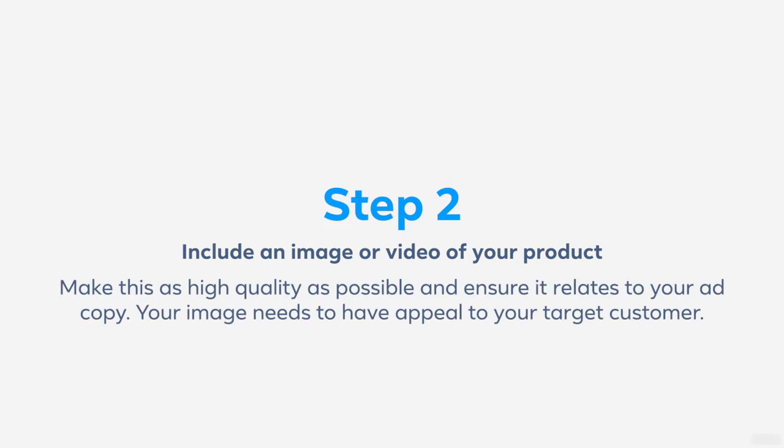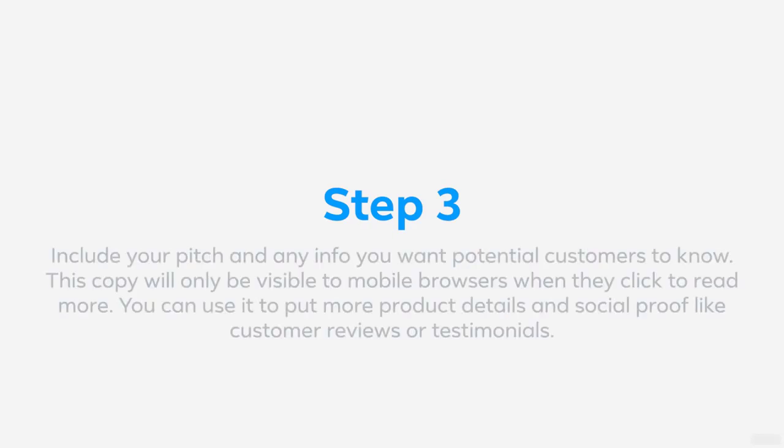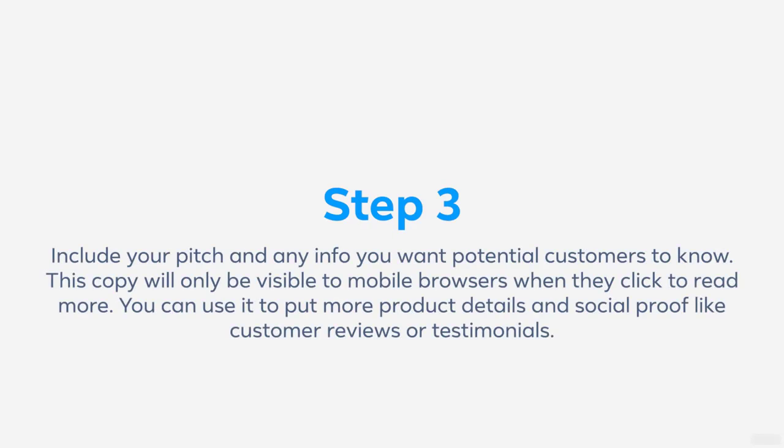Step 2. Include an image or video of your product. Make this as high quality as possible and ensure it relates to your ad copy. Your image needs to have appeal to your target customer. Step 3. Include your pitch and any info you want potential customers to know. This copy will only be visible to mobile browsers when they click to read more.